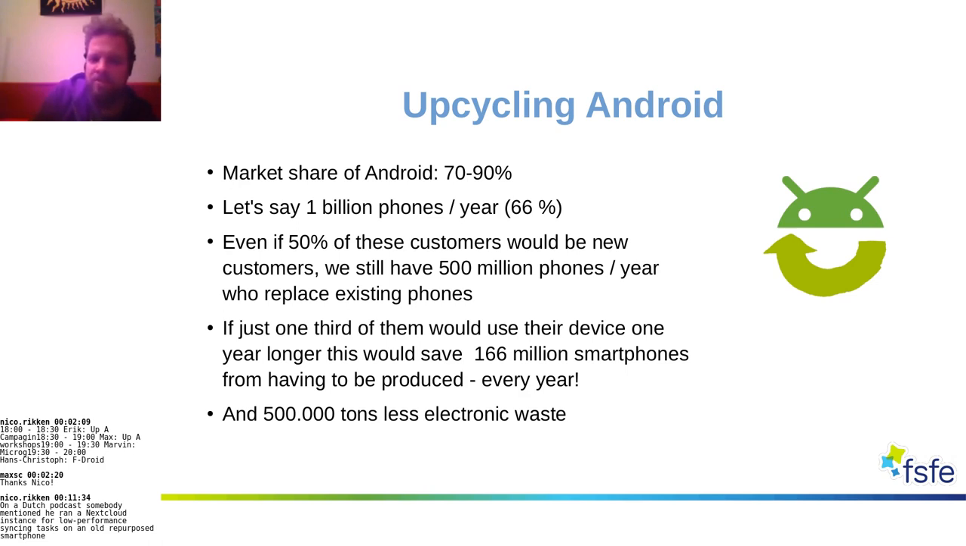Then let's also say, okay, 50% of those people are new customers. They have never had a phone before, and only 50% replace their already existing phone. And then it's just 500 million. Just. Let's say one third of those, if they would use their phone just 1 year longer, this would be already 166 million smartphones not produced every year. That's what our vision is, our environmental vision behind Upcycling Android. And it would reduce already 500,000 tons of electronic waste.